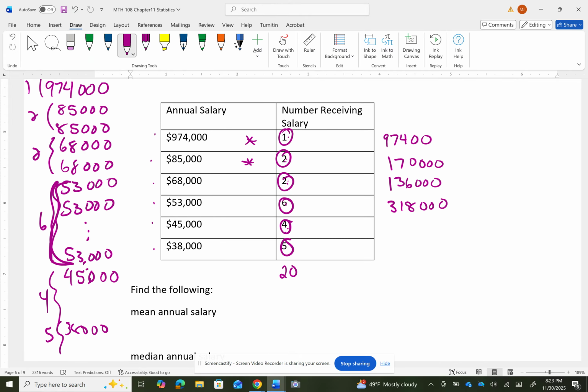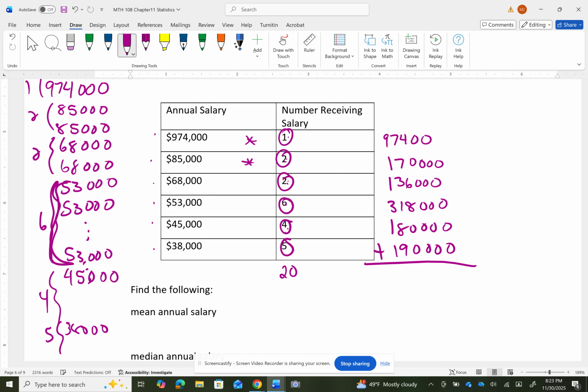But rather than typing all that in, I'm just going to do 53,000 times 6, 45,000 times 4, and so on, and get those intermediate totals. And then I'm going to add all those up, and I only have to type in those 6, and I would get this number. So that's the total of all of the salaries for all 20 of those people.